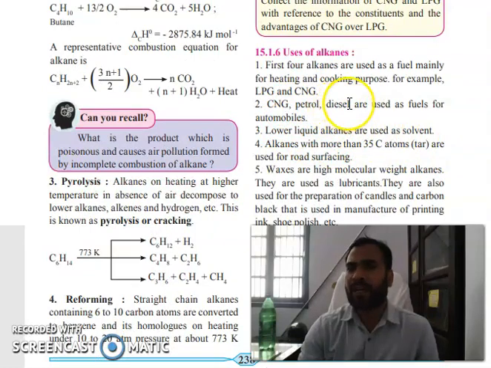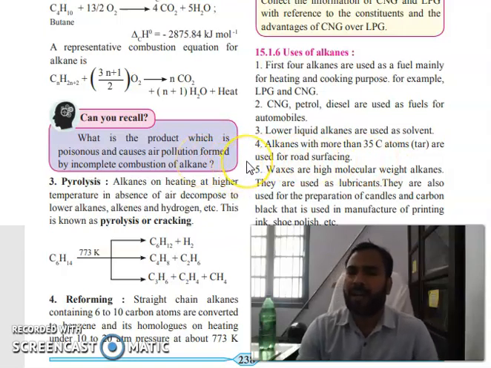First, 4 alkanes are used as a fuel, mainly for heating and cooking purposes, for example LPG and CNG. Petrol and diesel are used as fuel for automobiles. Lower liquid alkanes are used as solvents. Alkanes with more than 35 carbon atoms, tar, are used for road surfacing. Waxes are high molecular weight alkanes. They are used as lubricants. They are also used for preparation of candles, and carbon black that is used in the manufacture of paint, ink, and shoe polish.